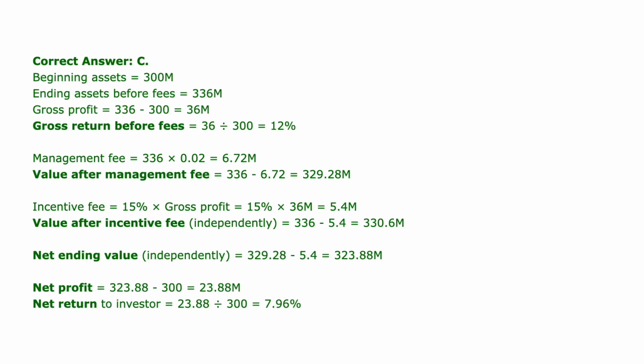When fees are calculated independently, the 2% management fee is based on the total year-end assets, $336 million, while the 15% incentive fee is based on the full gross profit, $36 million. Because they are independent, the management fee does not reduce the profit figure used to determine the performance fee.